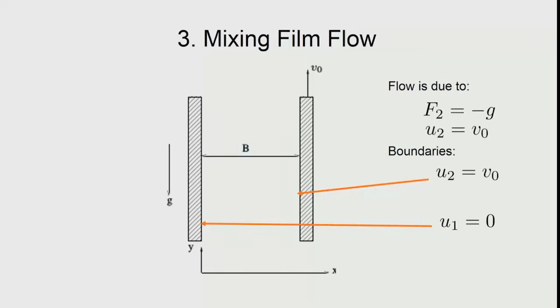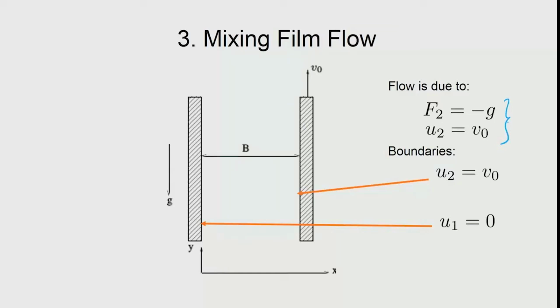So, this would mean that the flow is due to two reasons. Earlier problems had the flow because of only one reason, but here it is because of two reasons. One reason is that there is a body force acting in the minus y direction, this is minus g, and the other reason is because of the wall being moved at a velocity v naught. So, these are the reasons why the fluid flow is happening.